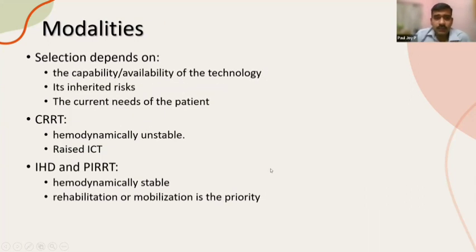So finally, the selection of modality depends on the availability of the technology and its inherent risk and the current needs of the patient. CRRT is generally preferred when the patient is hemodynamically unstable and when there is raised intracranial pressure, like patients with stroke, intracranial injury or liver disease. Intermittent hemodialysis or prolonged intermittent renal replacement therapy or SLED is preferred if the patient is hemodynamically stable and rehabilitation or mobilization is a need or a priority.